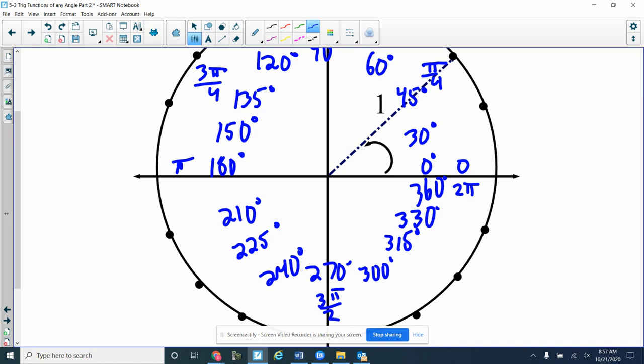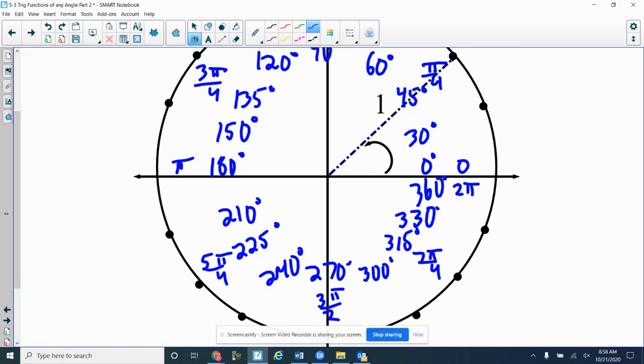This is 4 pi over 4, which is pi. So down here in the middle must be 5 pi over 4. Down there will be 6 pi over 4, which is 3 pi over 2. And then over here at 315 would be what? 7 pi over 4, very good. And then finish it off with 8 pi over 4, which again is 2 pi.